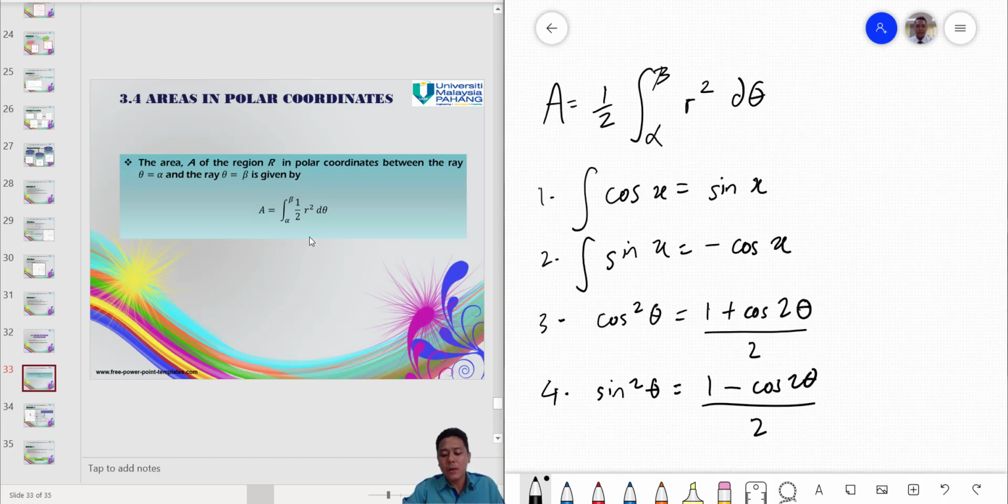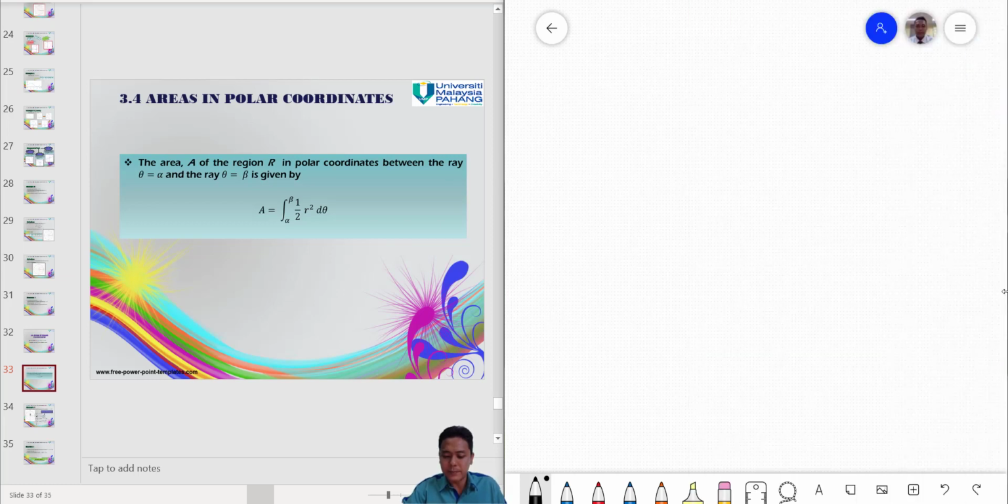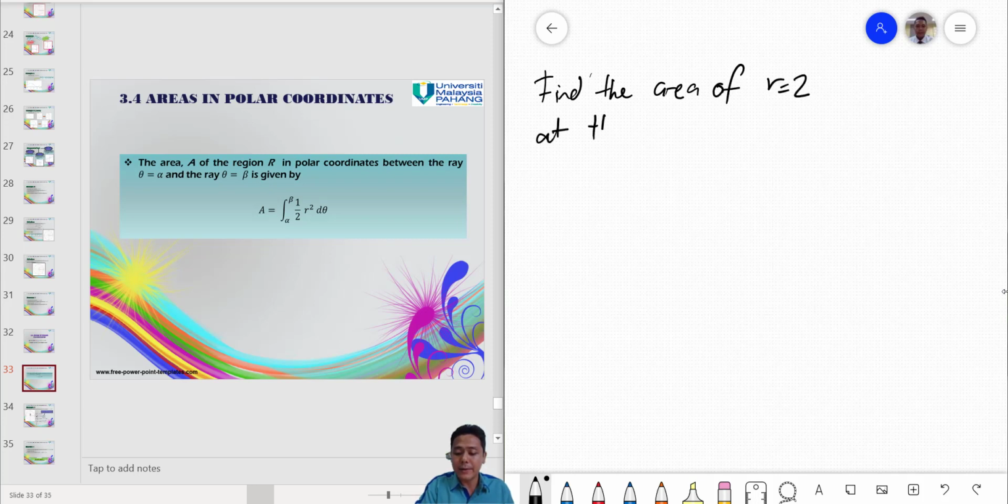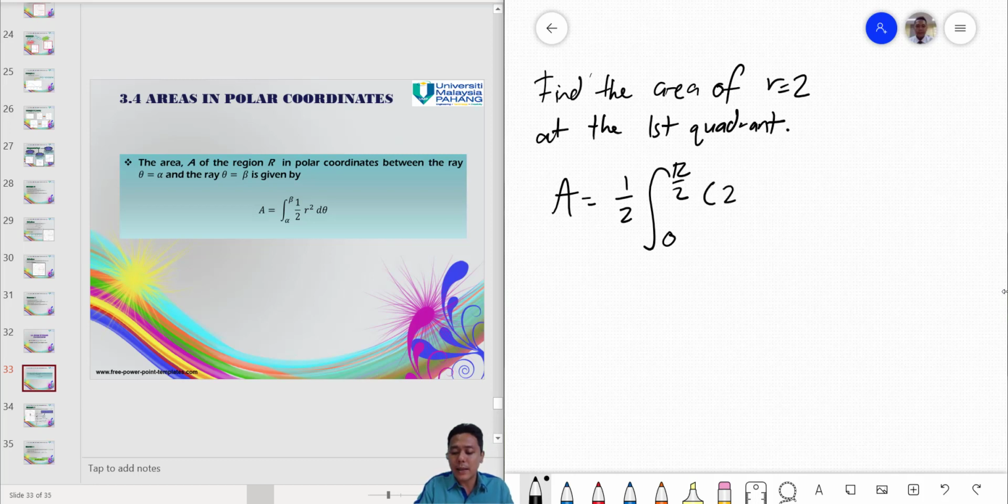Okay, we will start with the first simple example, which is a circle. Find the area of r equals 2 at the first quadrant. Identify the value of alpha and beta. Put into the formula. First, it will be half, first quadrant from 0 until pi over 2, then 2 squared d theta.